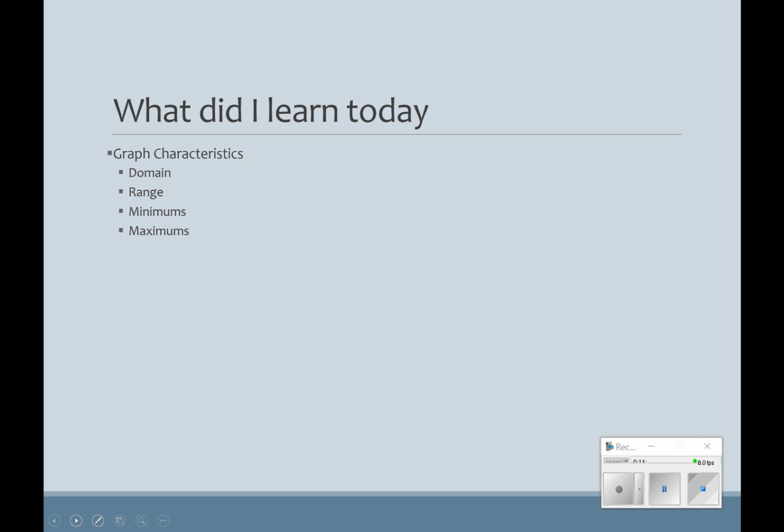So today we just kind of looked at some graph characteristics. We looked at a domain, we looked at a range, we looked at minimums, and we looked at maximums. Kind of a little crash course of important things when we're coming to looking at graphs, and an introduction to that as well. Okay. So if you have any questions, make sure you jot them down so that I can go over them with you in class.